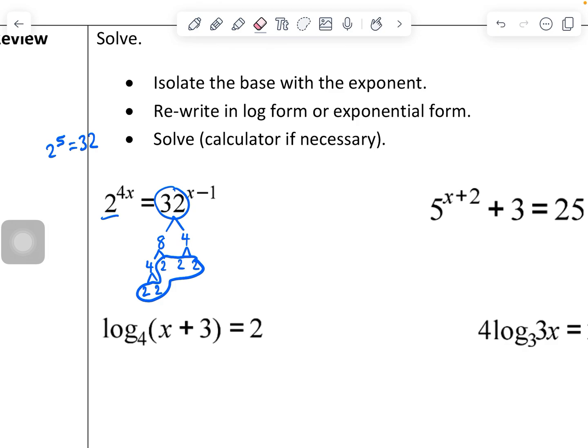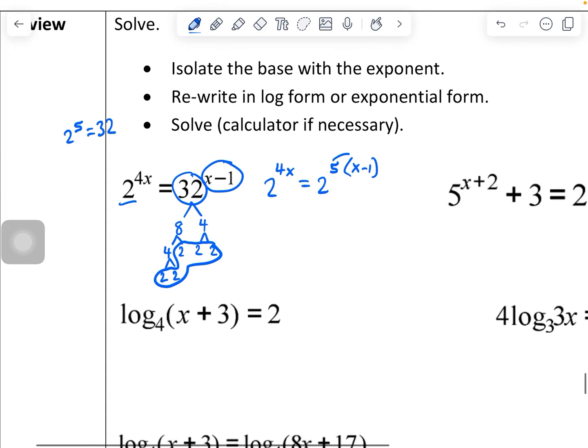So now off to the side here, I'm just going to rewrite our problem. The first side's going to stay as 2 to the 4x. The other side we want to be 2 to the 5th power, but because we still have this x minus 1, we have to take that 5 and multiply it with the x minus 1. That's still a part of the exponent. So it's just like you're distributing. So we'd get 2 to the 4x equals 2 to the 5x minus 5.